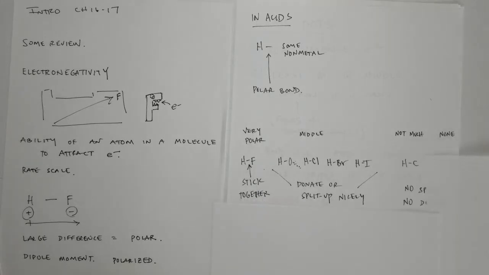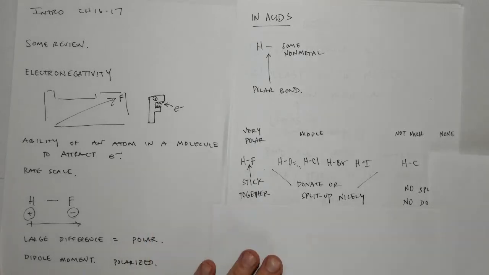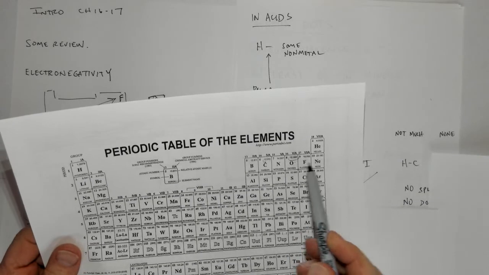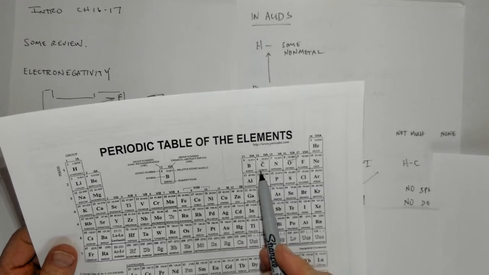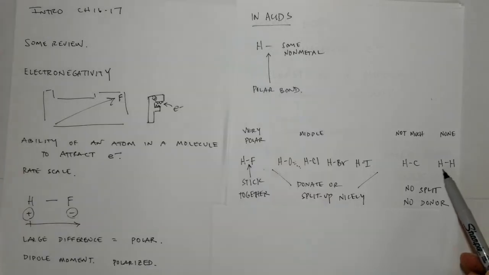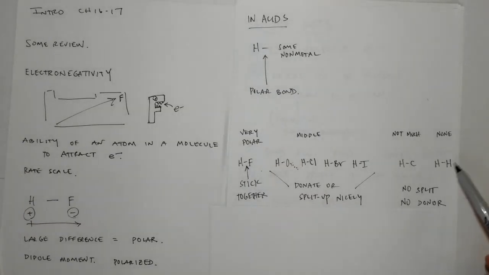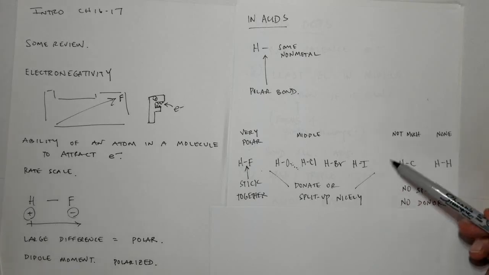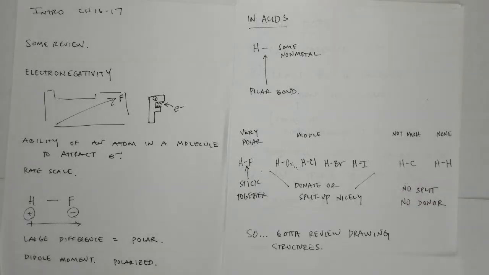Ones that aren't very much polar would be things like H connected to a C, which is of course a nonmetal that's pretty far over on the periodic table as far as nonmetals go. And then H connected to an H itself, a nonmetal to a nonmetal. This would be no polar at all. And these don't split and these don't donate. That's why you'll never see CH right here being the acidic proton or the hydrogen that's being given away.